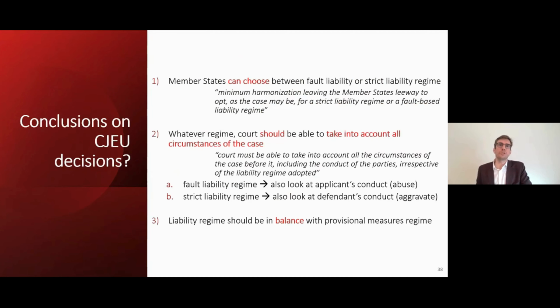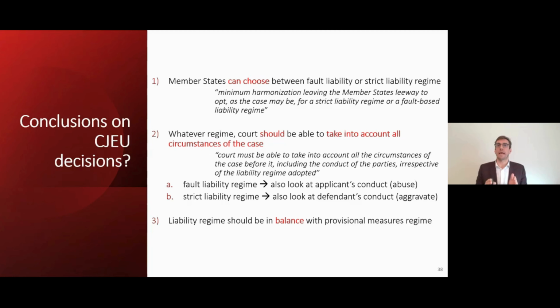Now, some conclusions, and I've listed 3 on the CGU decisions, because it's a lot to digest. It's quite technical decisions and they have some conflict. But I think we can come to 3 conclusions. First of all, the member states can choose between either a fault liability regime or a strict liability regime. Under Bayer versus Kirian Richter, a lot of people thought it was a fault liability regime and it should be a fault liability regime. But after Milan versus Gilead, it can be both. That's what the court states explicitly.